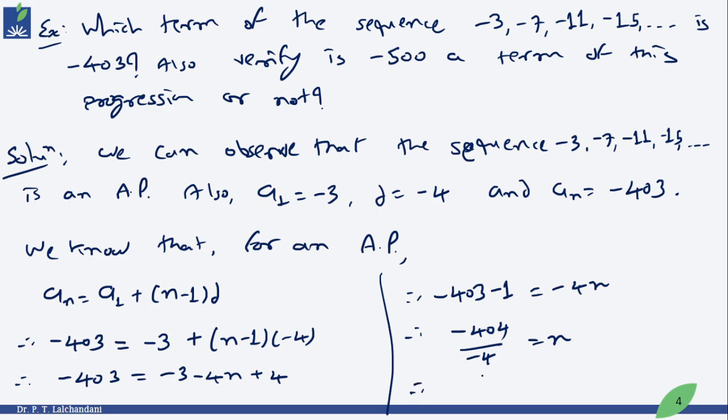So this minus minus sign will also cancel out, and 404 divided by 4 is 101. We are having n is equal to 101. What does this mean? We begin with an equal to a1 plus n minus 1 d, right? That means we have taken that the nth term is minus 403, and after simplification we are getting that n is equal to 101. It indicates that the 101th term of this progression is minus 403, right?